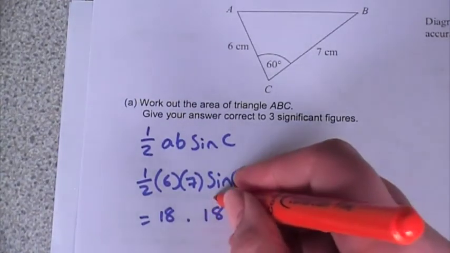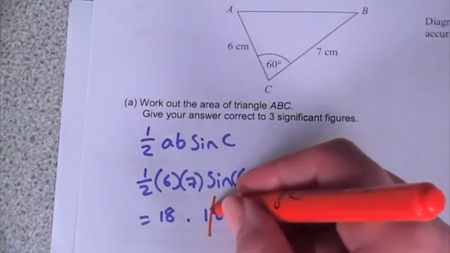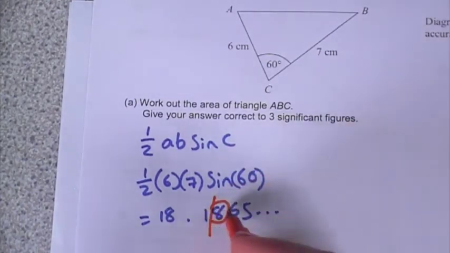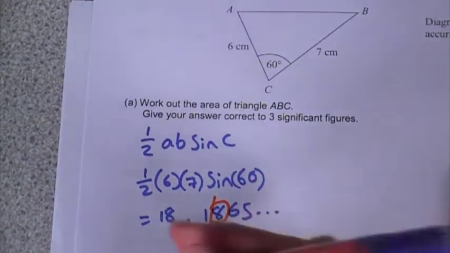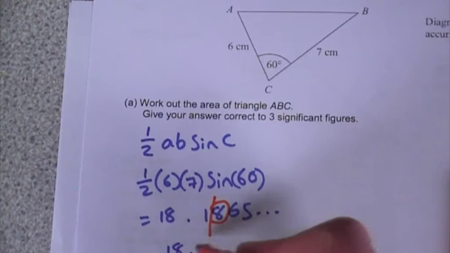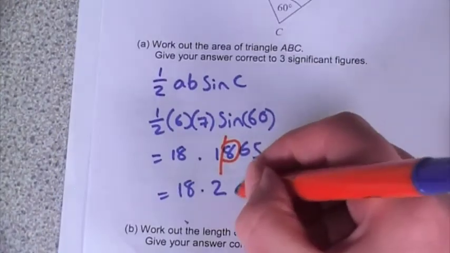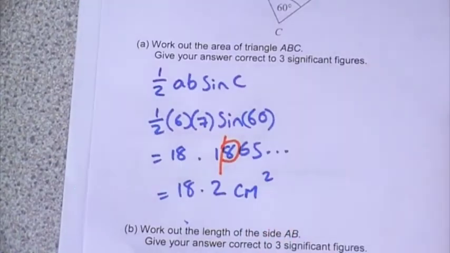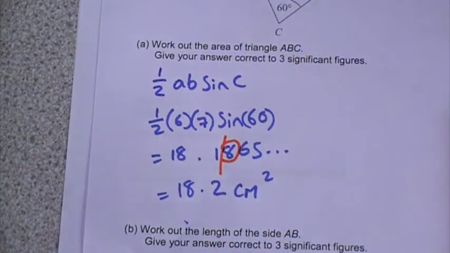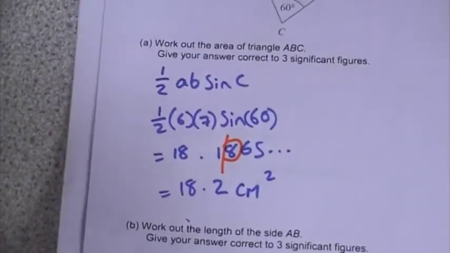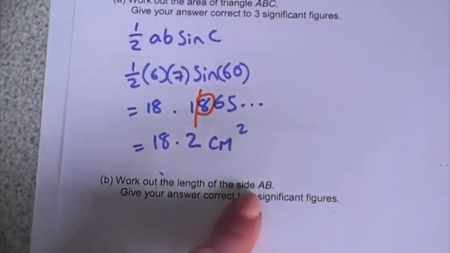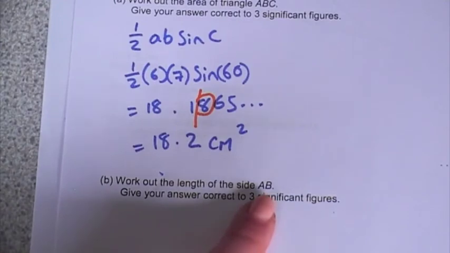1, 2, 3. Cut it off after the 1. Pay respect to the fact that the next number along is over 5. Therefore, we need to round it to 18.2. We're working in centimetres and it's area, so it's centimetres squared. What a beautiful question. Now, part B actually goes on to ask you to calculate the length of side AB.